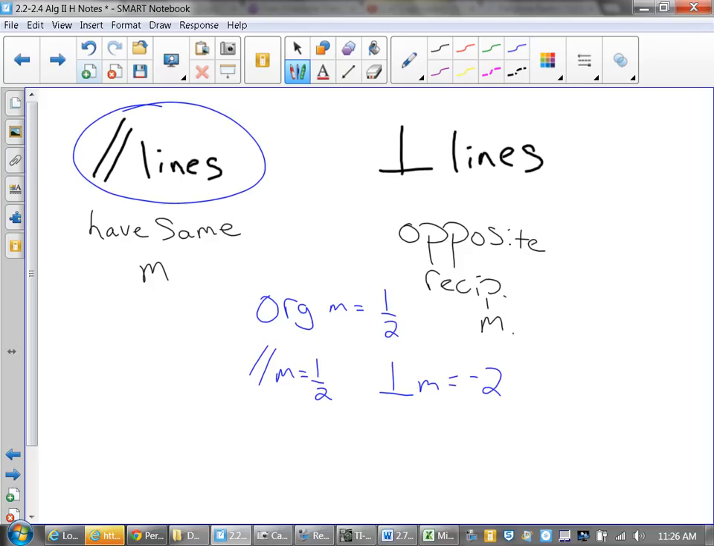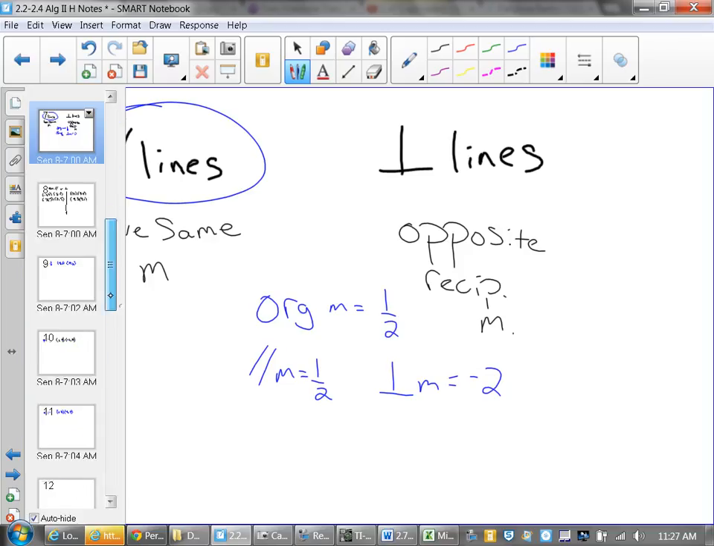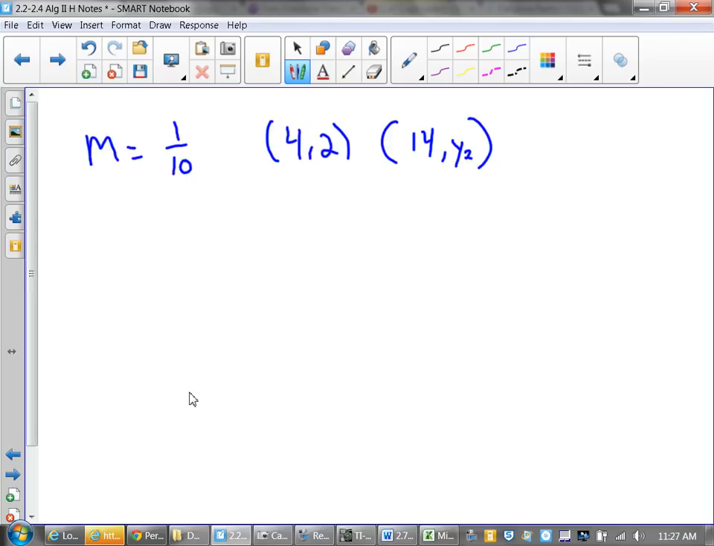The only other real part of slopes that might be a little bit new is sometimes you're going to find a missing value given the slope. What I mean by this is, you can be given a slope of 1/10. You can be given one set of ordered pairs at 4 and 2, and then the other set of ordered pairs is at 14 and something. What you want to do is figure out what that something is.